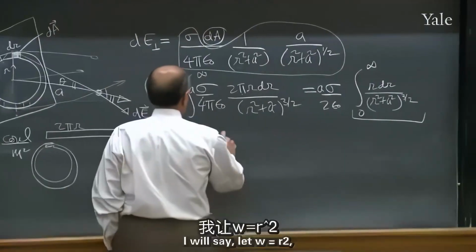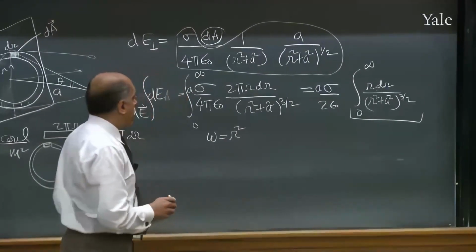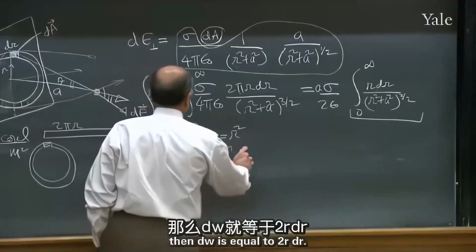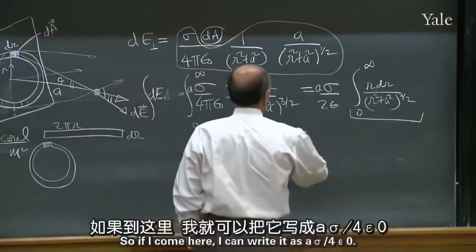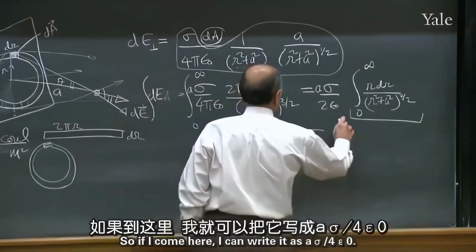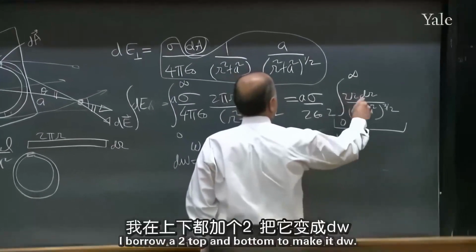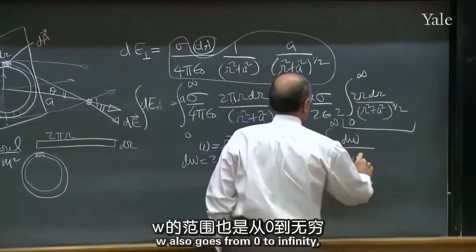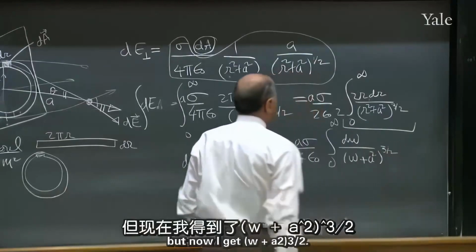I will say let w equal to r squared. Then dw is equal to 2r dr. So if I come here, I can write it as sigma over 4 epsilon 0. I borrow a 2 top and bottom to make it dw. w also goes from 0 to infinity, but now I get w plus a squared to the 3 over 2.